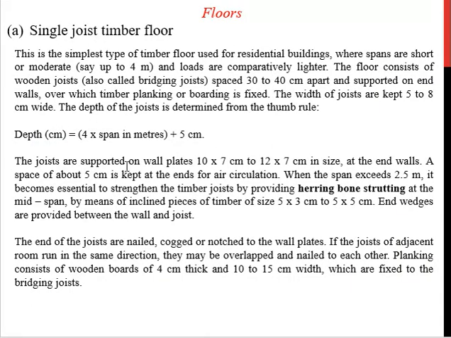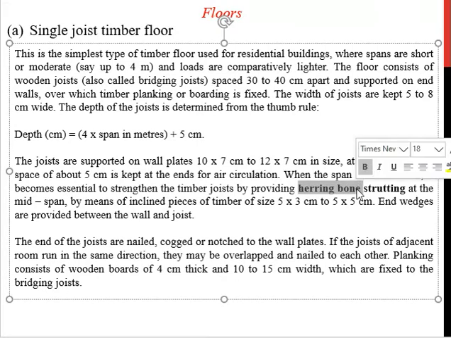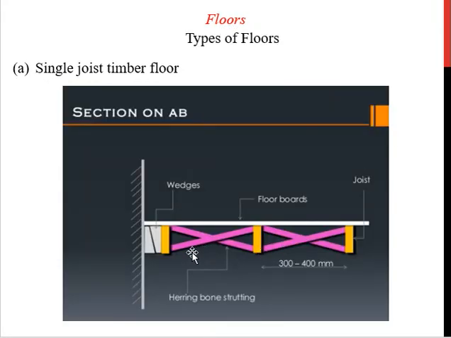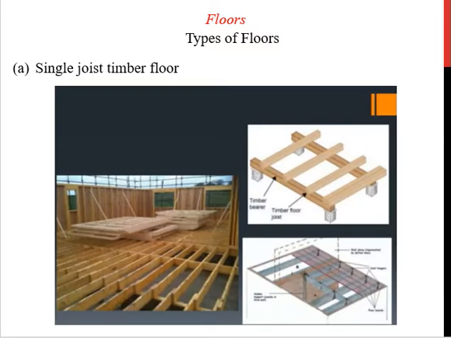Next there are certain specifications regarding the herringbone shuttering, which says that when the span exceeds 2.5 meter, then in order to give extra strength we must provide the herringbone shuttering. As you can see here, this is the herringbone shuttering that we have provided if the span of the shorter length is greater than 2.5 meter but less than 3 meter. It provides extra stability to such a floor. So that was the single joist type of floor.